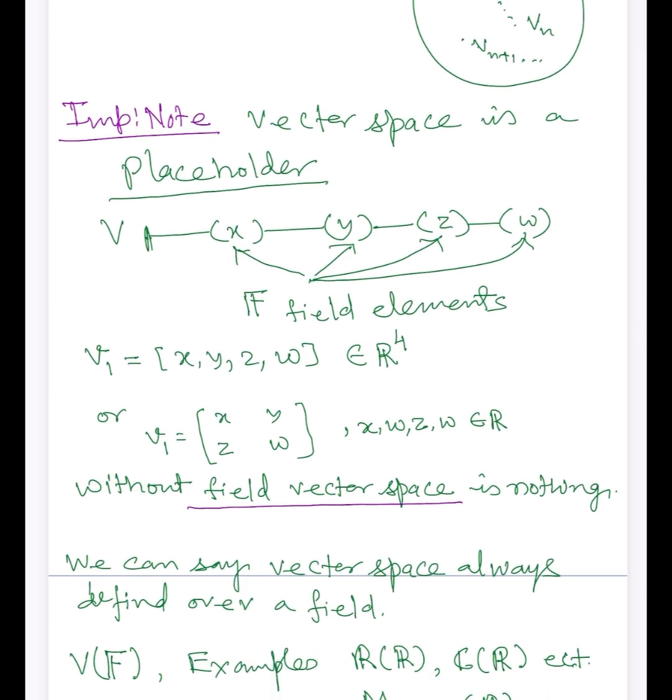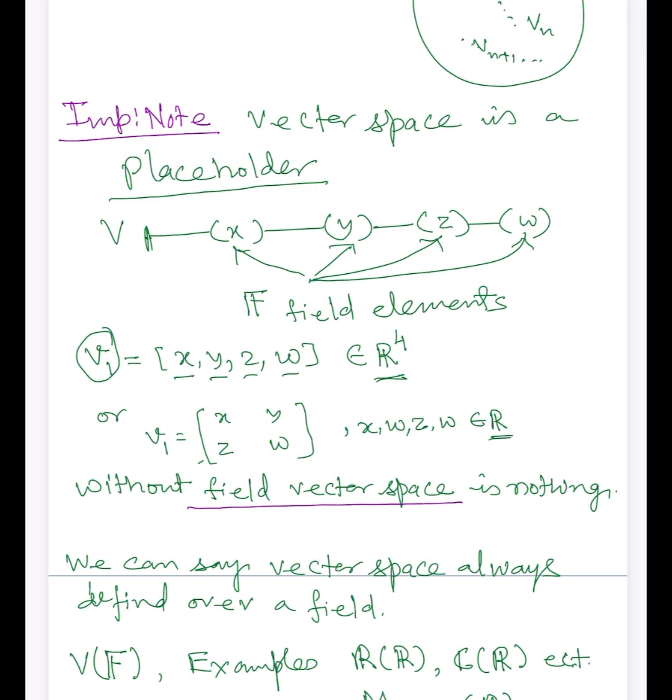For example, if x, y, z, w are arranged in a linear way, this becomes an element of this vector space, which belongs to R4. So my vector space V is R4, where one of the elements looks like x, y, z, w. The vector space is just like a placeholder we are going to fill. For example, if my placeholder is a matrix type, we fill x, y, z, w in matrix form, where these numbers are filled by field elements.